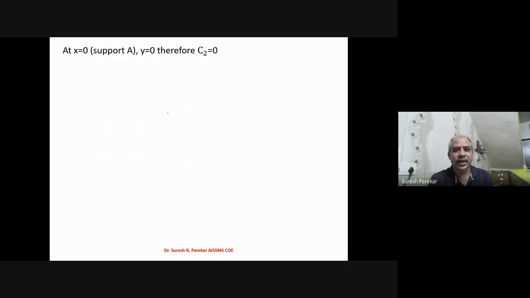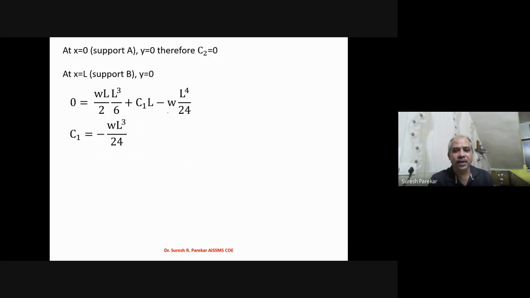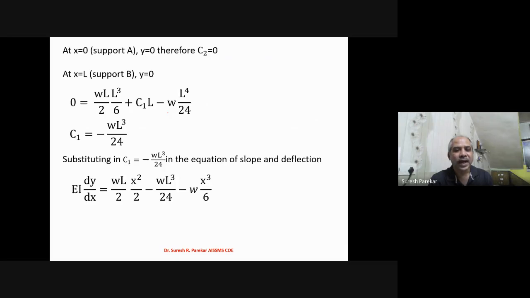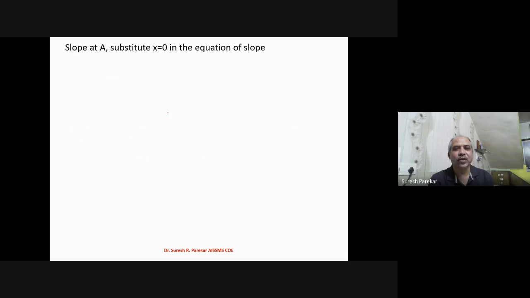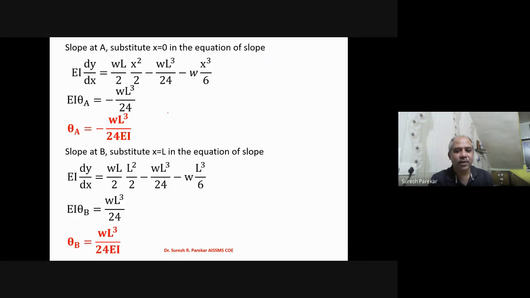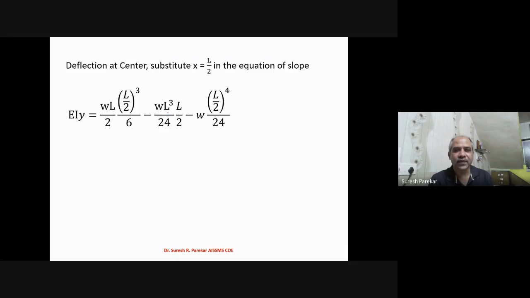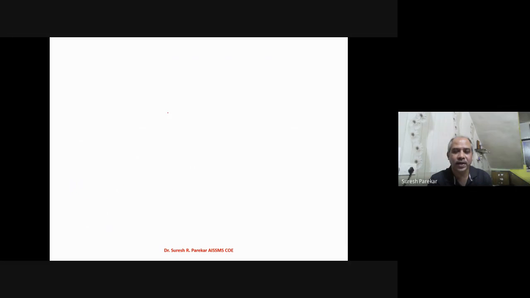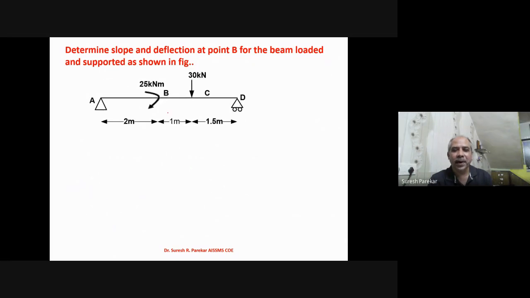And then we have x equal to 0, where C2 is 0, and then x equal to L, where we get C1 equal to minus WL cube by 24. Then we put it in the equations of dy by dx and y, and find the slope. When you put x equal to 0 it is minus WL cube by 24, which is clockwise, and at B we have plus, which is anticlockwise. And if we find the deflection at the center, it comes to minus WL to the fourth upon 384 EI, where minus again shows it is in the downward direction. So we will go through one problem, and then we will stop for this Macaulay's method.